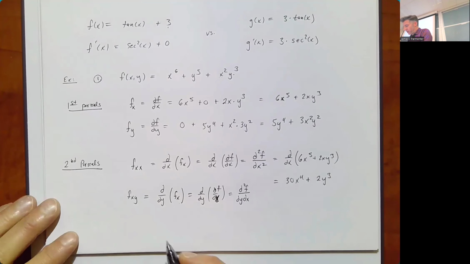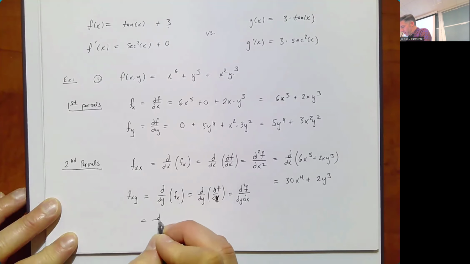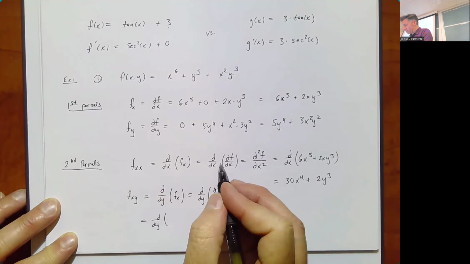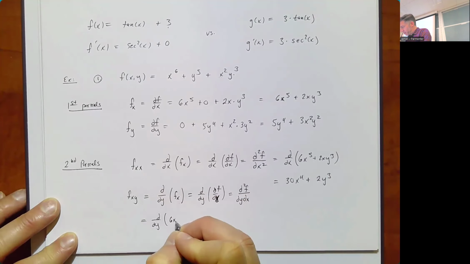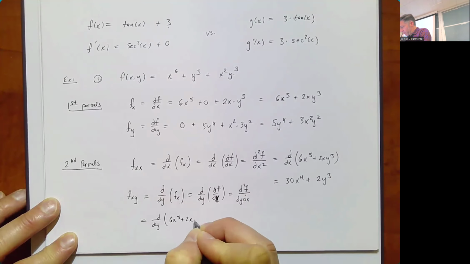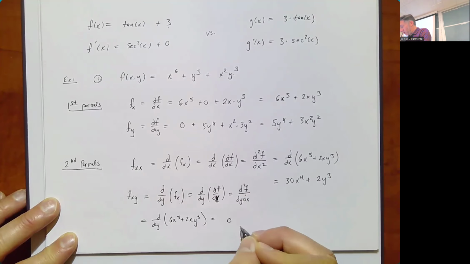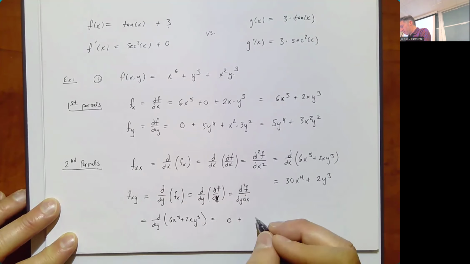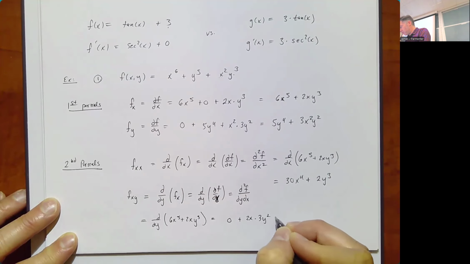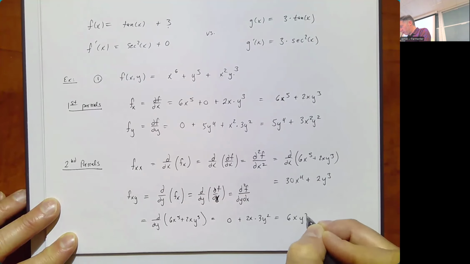Either way, we're going to end up getting the derivative with respect to y of our fx, which is going to be the derivative with respect to y of 6x to the fifth plus 2y cubed, which is going to be 0 plus the derivative of 2 times x times y cubed is 2 times x times 3y squared, which is going to be 6xy squared.